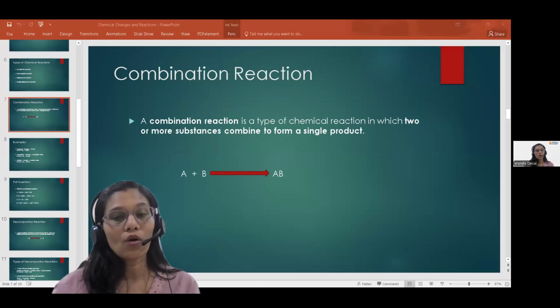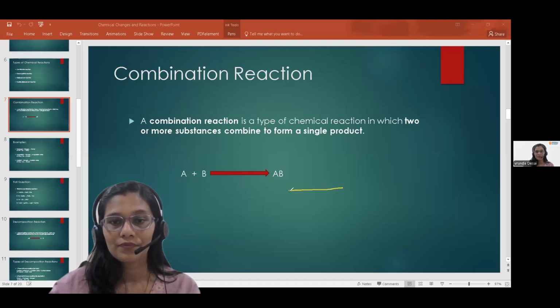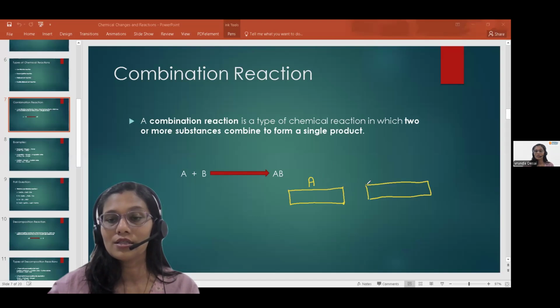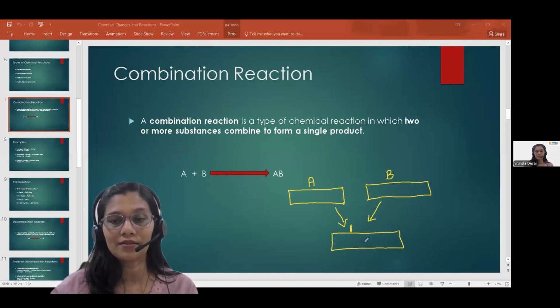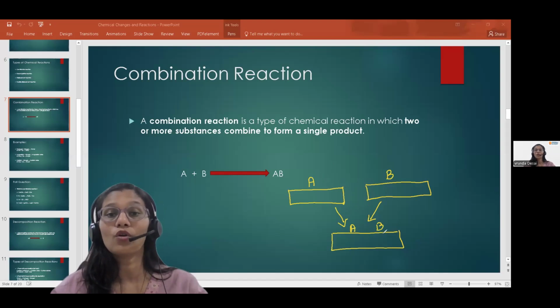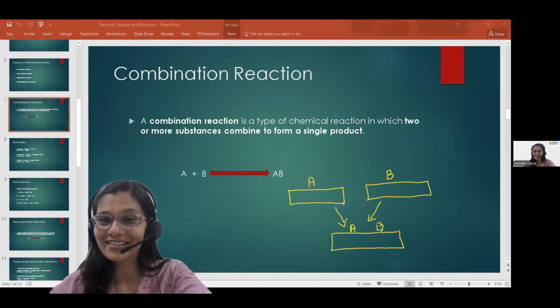Right. So in combination reaction, if I explain you with the help of a classroom arrangement, this is your classroom. On this bench, student A is sitting. On this bench, student B is sitting. Now your teacher asked both of the students to sit on one bench, and now they both are sitting together. So, this is what combination reaction is.